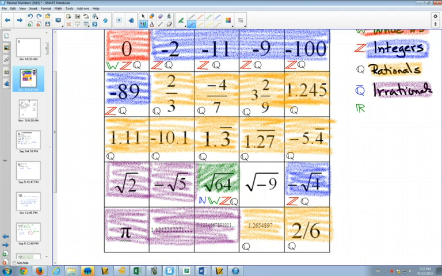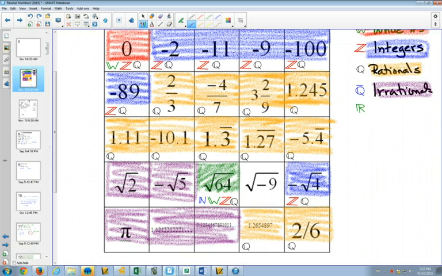This number doesn't actually belong to any family because this is not a number. If you try to type the square root of negative 9 into your calculator, it will tell you an error. Or it might even say not a real answer because it's not a real number.